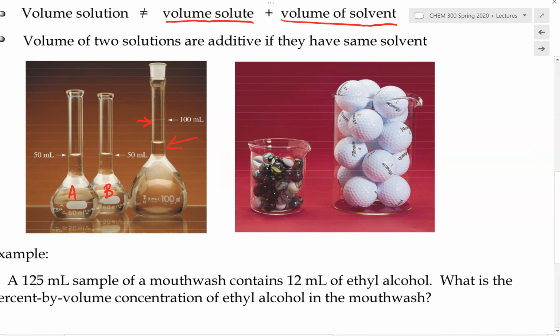And an explanation to make sure you understand this is as follows. Let's say here we have a beaker of golf balls. Let's say this golf ball is a raw chemical substance, and we have a beaker of it. So would we say that this beaker is full?